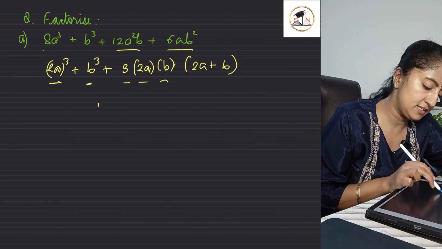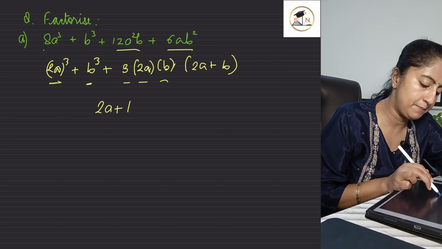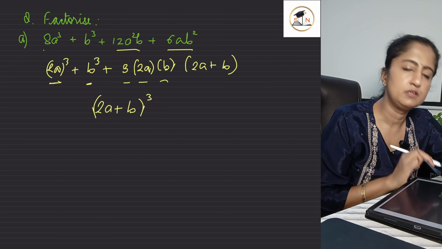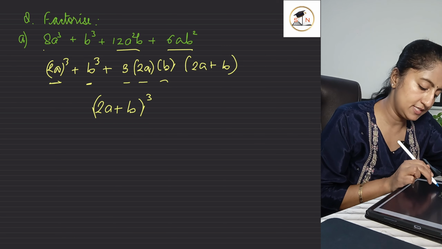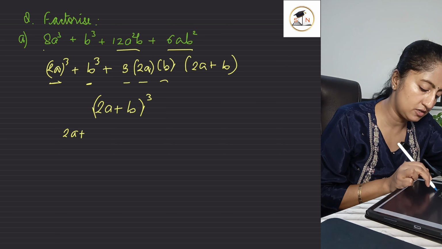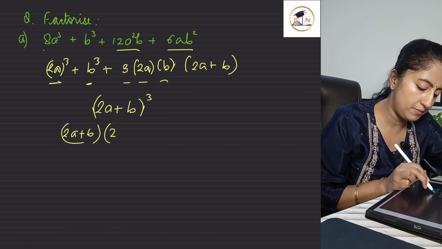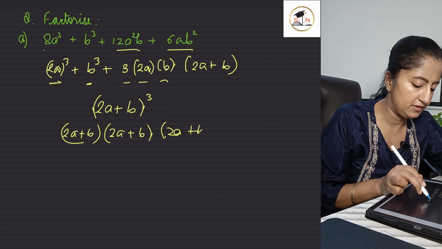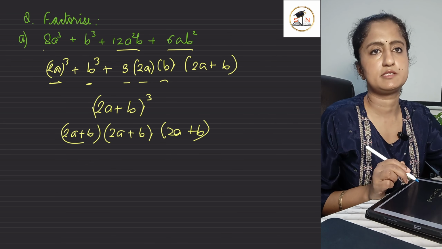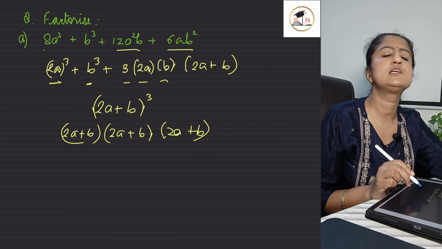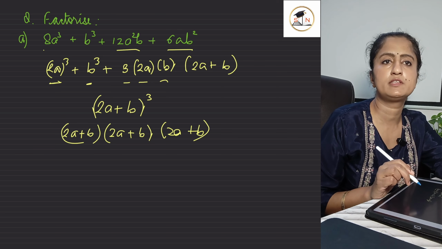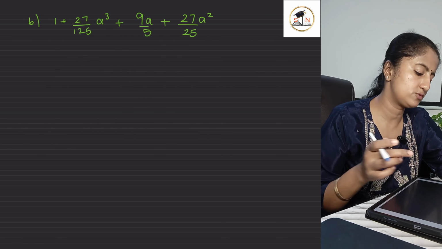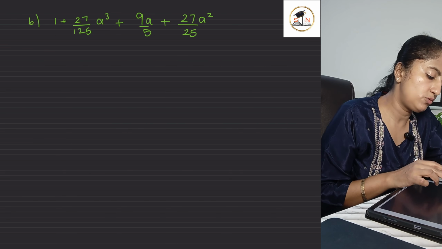So that means in the final answer we have (2a plus b) whole cube. The question said factorize. So the factors are 2a plus b, 2a plus b and 2a plus b. We wrote it 3 times, right? It was a pretty easy question of factorization with respect to your fifth identity. Now the next one. So what do we have?